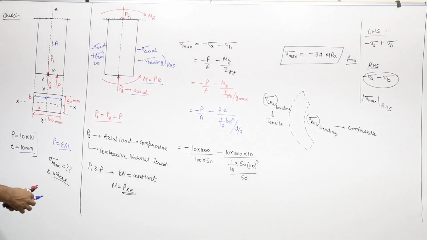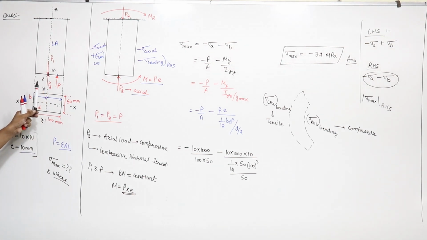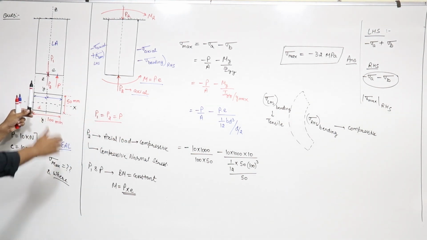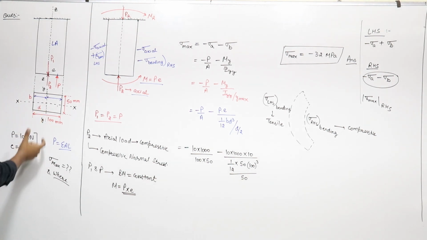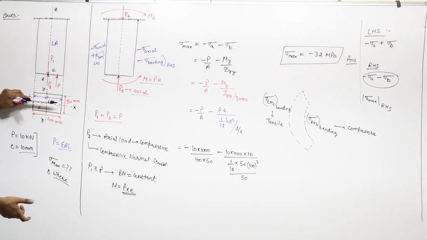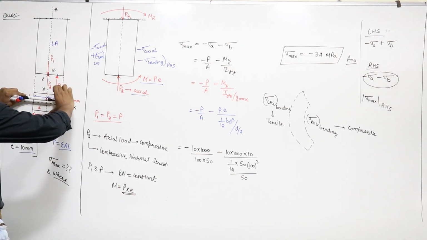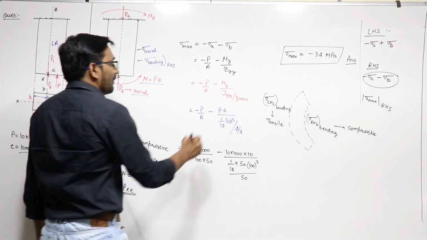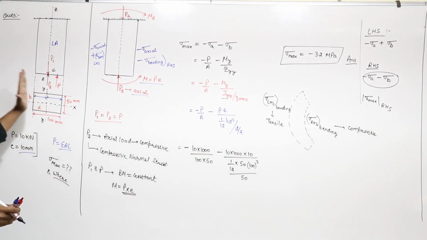And what is the moment of inertia about y axis? The moment of inertia for a rectangle about y axis is this dimension, b d cube upon 12. What is the moment of inertia about x axis? It is d b cube upon 12, right? So I have to find the moment of inertia about yy. So about yy it is b d cube upon 12.